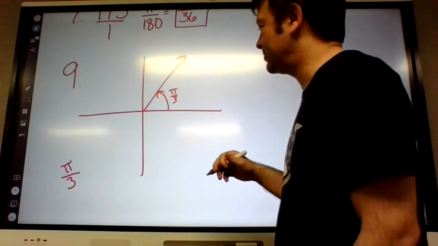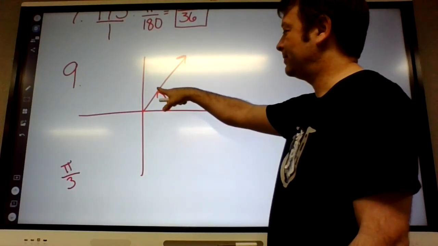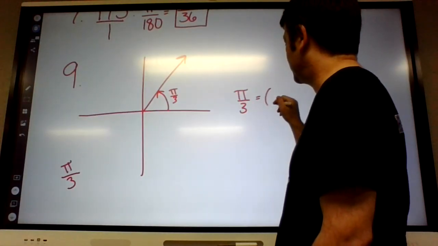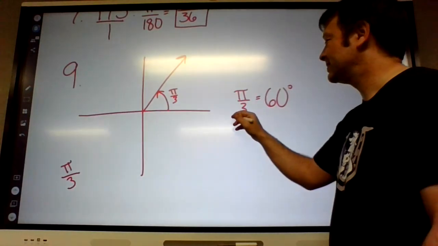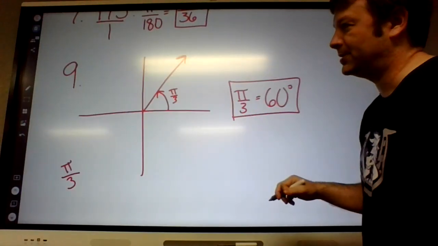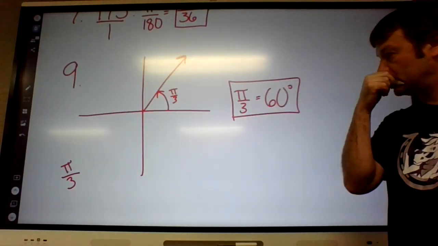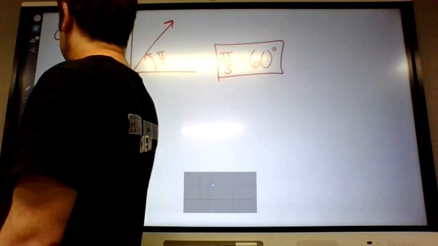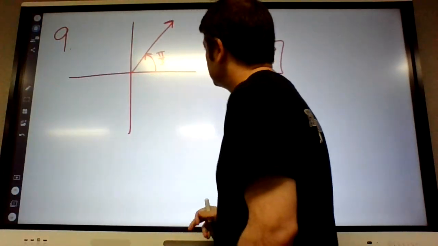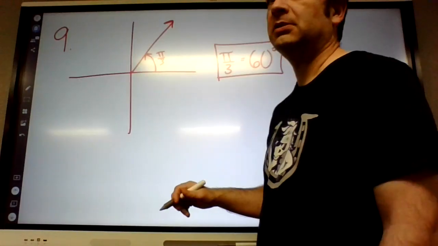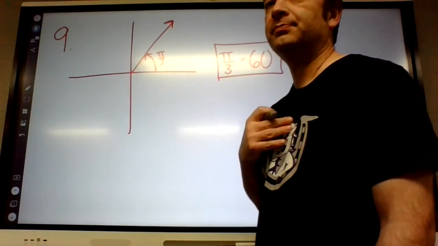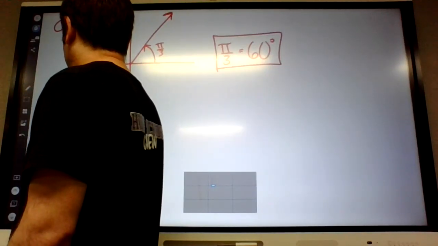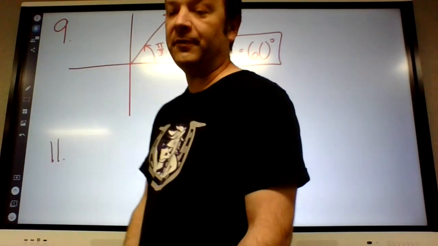What is the reference angle? 60. How far is it from the x-axis? Pi over 3, which is also 60 degrees. We have to say both of these. We have to say the radians and the degrees for the reference angle. It's just another way of measuring angles, radians. And I think they invented it because it makes the formula on number 15 really simple.